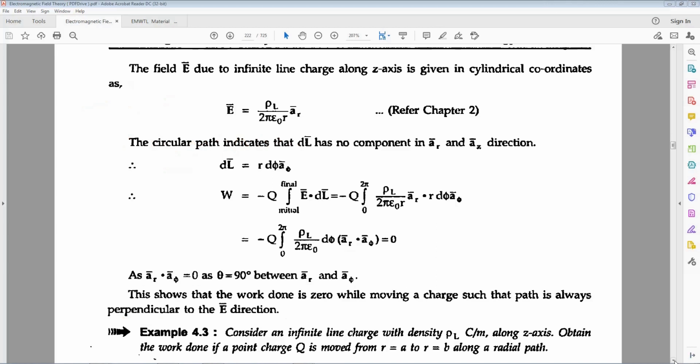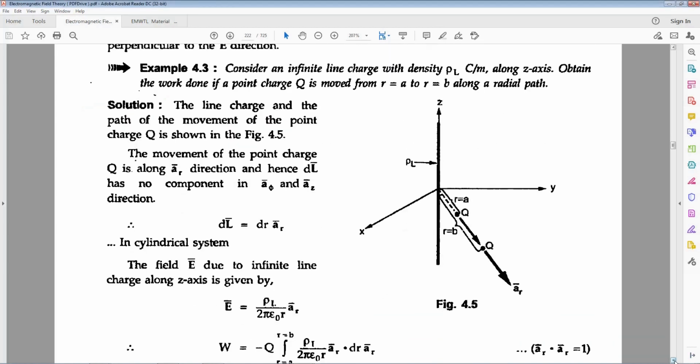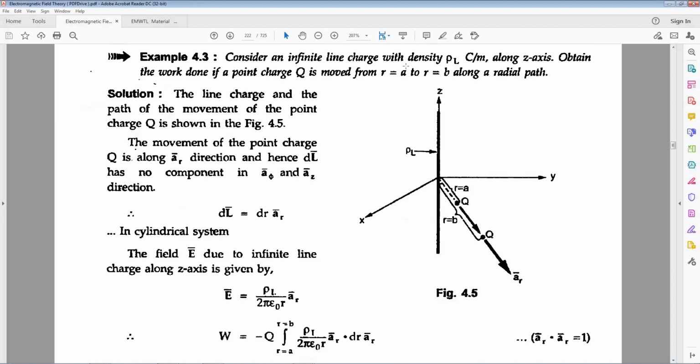Next, coming to another example. Consider an infinite line charge with rho L density along the z-axis. Obtain the work done if a point charge Q is moved from r is equal to A to r is equal to B along the radial path. So the dl bar now we can consider in the a r bar direction. Dl bar is equal to dr into a r bar.